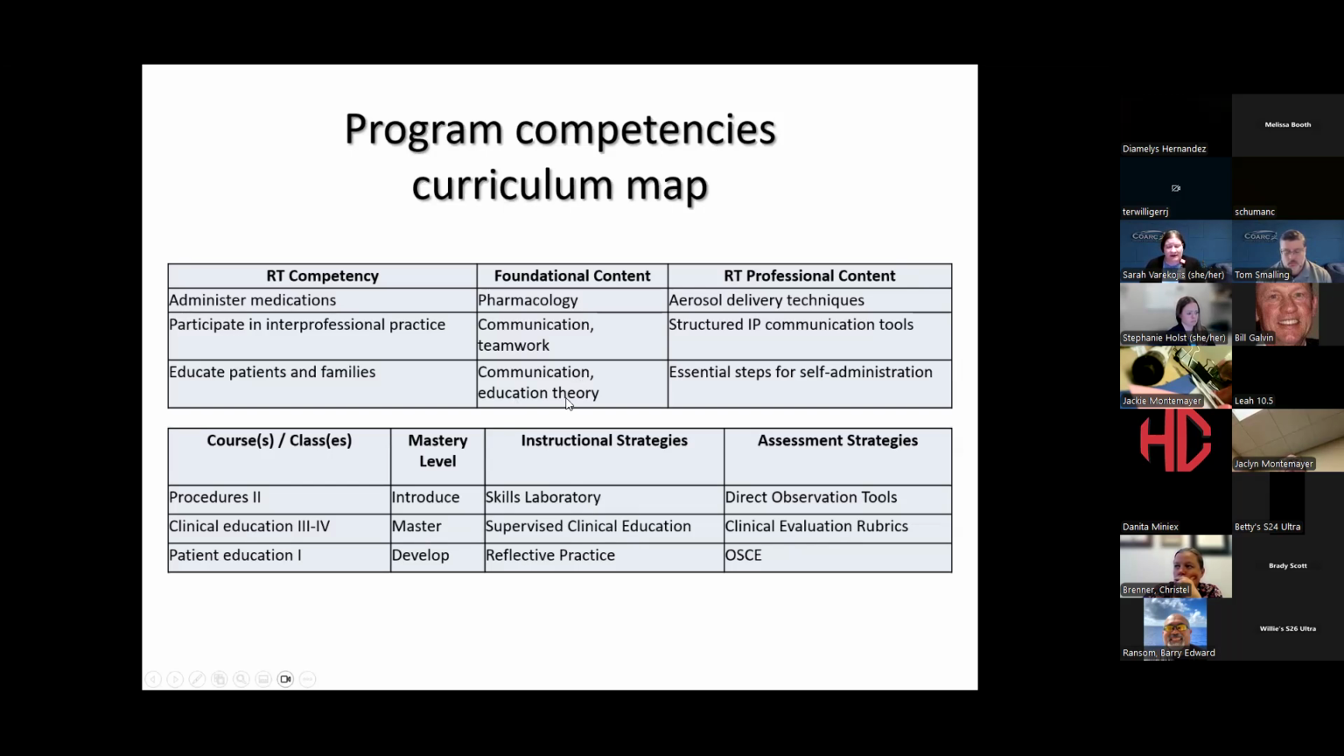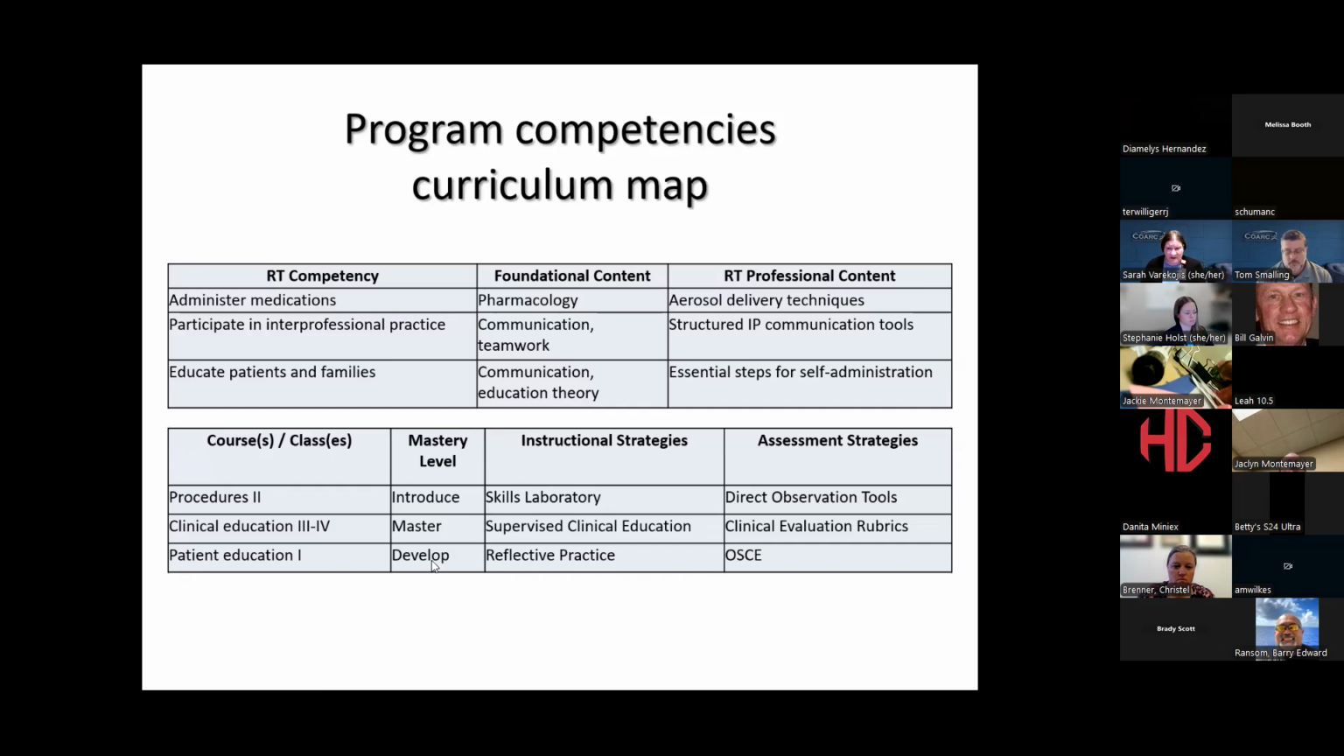If you are associated with a baccalaureate or graduate program, education is one of the additional goals, right? So that would be a foundational content that they would need. And then for the RT professional content, you could talk about essential steps for self-administration of medications. This could be in a patient education course, right? Especially if you have the time in your curriculum to do that.